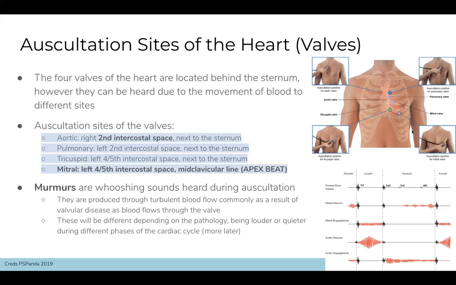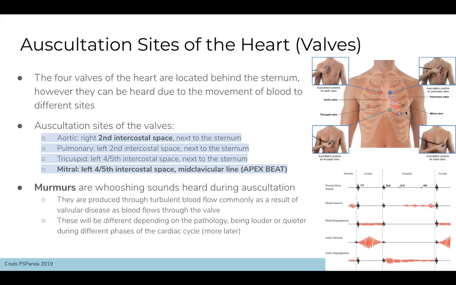And then you have your tricuspid valve and your mitral valve. So your tricuspid valve, you feel at the fourth intercostal space, sometimes the fifth intercostal space, depending just on the person. So roughly around there, and that's also next to the sternum. So fourth, fifth parasternal. And then your mitral valve is also called the apex beat, as we just mentioned.